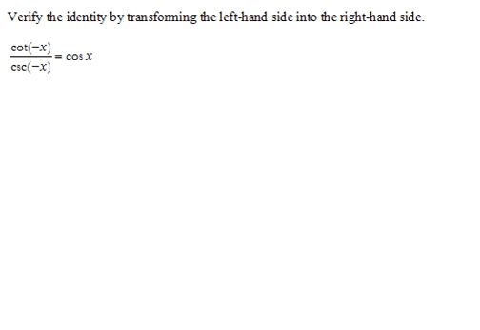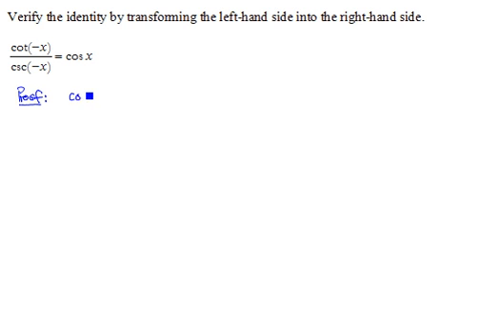Verify the identity by transforming the left-hand side into the right-hand side. We have that the cotangent of the opposite of x divided by the cosecant of the opposite of x is equal to the cosine of x. Proof will begin by considering the left-hand side.